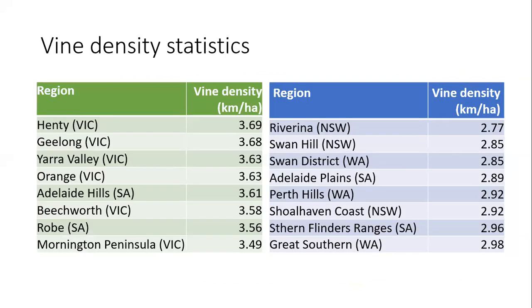Another statistic of interest is that, if you've got the row length and you've got the area, you can calculate the vine density, not in terms of vine spacing, but in terms of row spacing. And so those two tables show you on the left the regions with the highest vine density on average, and on the right the regions with the lowest vine density.